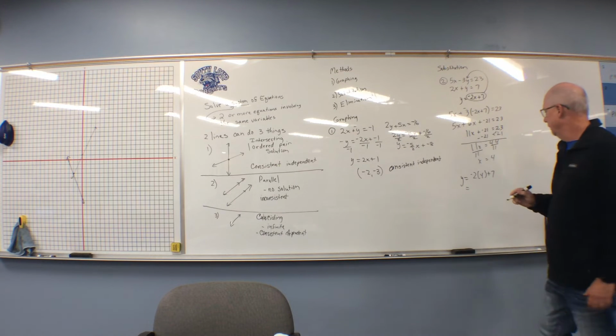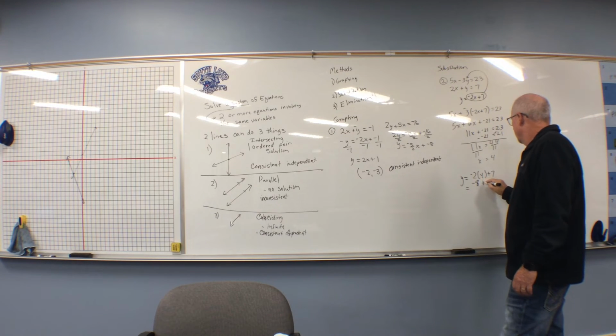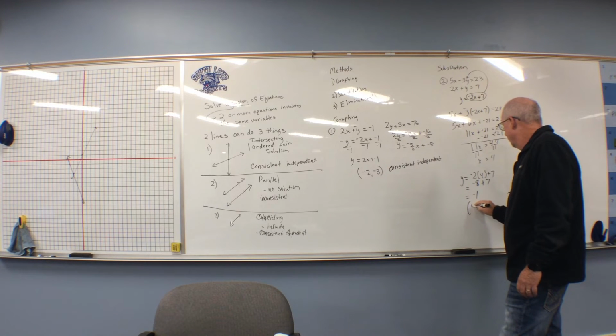That's where it gets its name. So I have a negative 8 plus 7, so I have a negative 1. So my ordered pair is 4 and negative 1.